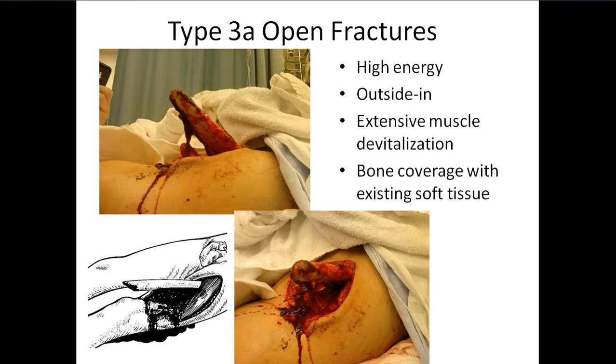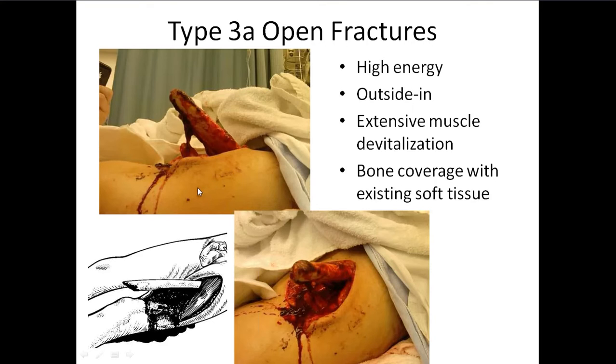And type 3A. Type 3, I told you already, is based on severe contamination and wound size. Wound size is 2 to 10 centimeters, up to 10 centimeters. It's a very, very high energy injury with extensive muscle devitalization and bone coverage with extensive soft tissue. See, this is a type 3 injury.